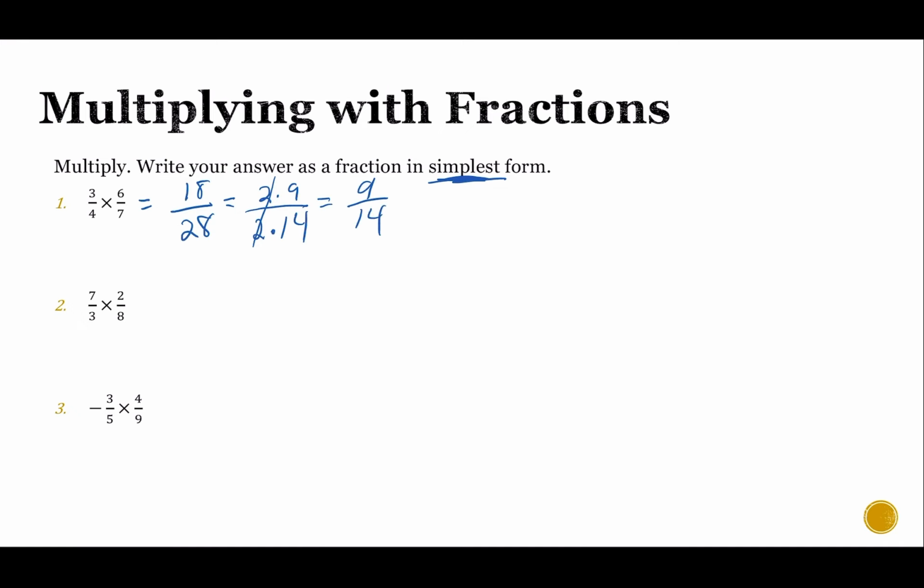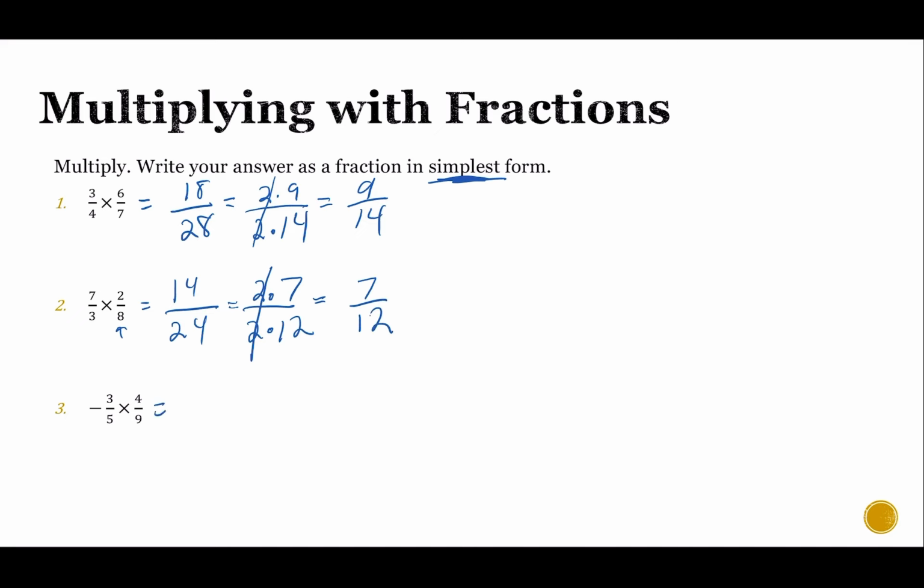Next, I have 7/3 times 2/8. That gives me 14 over 24. Again, two even numbers. So I have 2 times 7 over 2 times 12. My 2's cancel. That gives me 7/12.